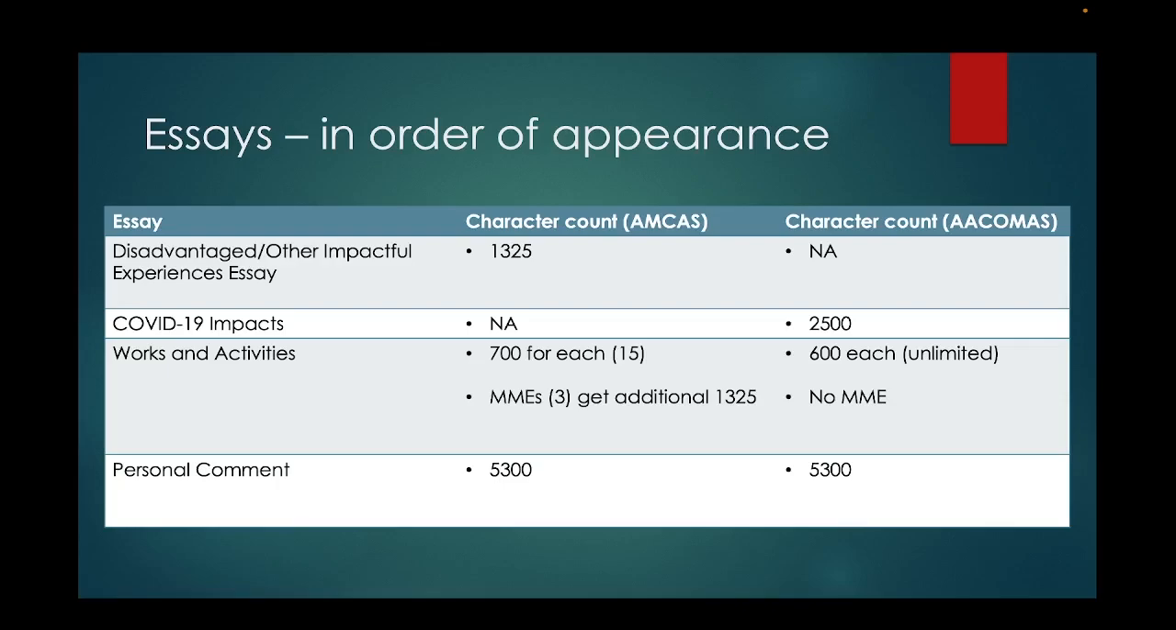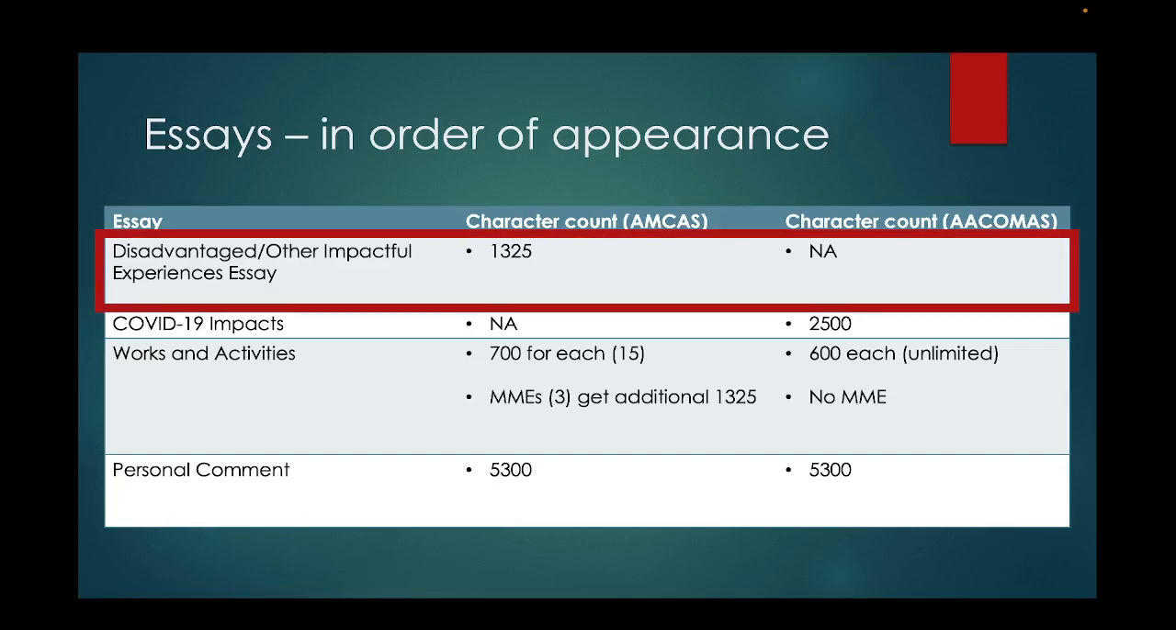Between AMCAS and ACOMAS, there's a few minor differences, at least as of 2023. AMCAS will have the disadvantaged or the other impactful experiences essay, as it was renamed in this past year, which gets 1,325 characters, including spaces, and this is only on AMCAS. Note that not everyone is going to need or want to write an other impactful experiences essay.